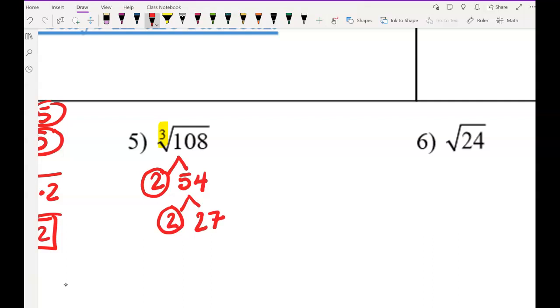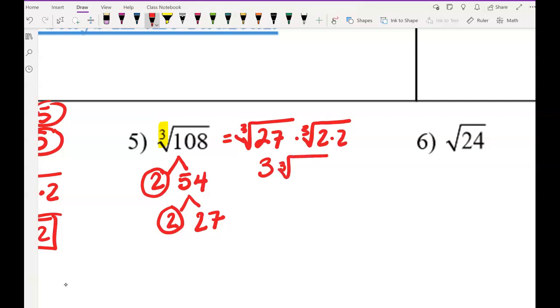Now, if you know 27, students, is a perfect cube, then you can simply stop right there and write cube root of 27 times cube root of 2 times 2, because 2 times 2 you can't really take out because there's only 2 sets. We need 3 2's to take it out. But cube root of 27 is 3. So now we multiply 2 times 2, so that will give us cube root of 4. So 3 times cube root of 4 will stay as our answer.